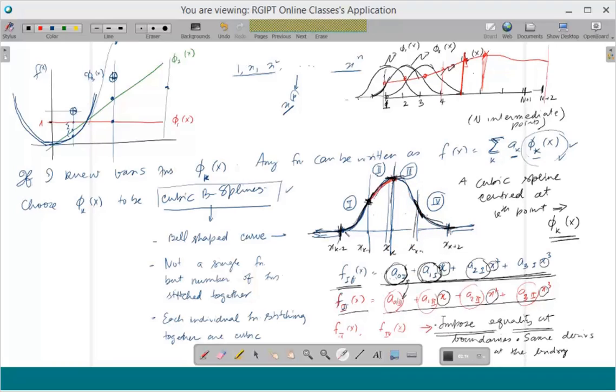Okay, and then again, the derivative of f1 will be the same as the derivative of f2 at this point because they join smoothly. The derivative approached from this side or this side should be the same. Similarly, the derivative of f2 and f3 will be the same at xk. The derivative of f3 and f4 will be the same at xk plus 1. Those will be the conditions.